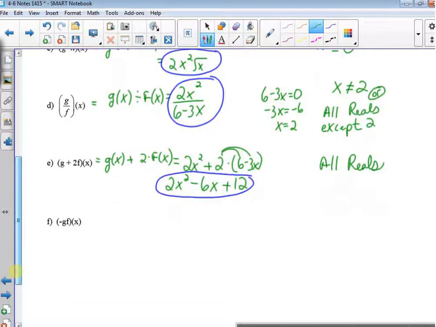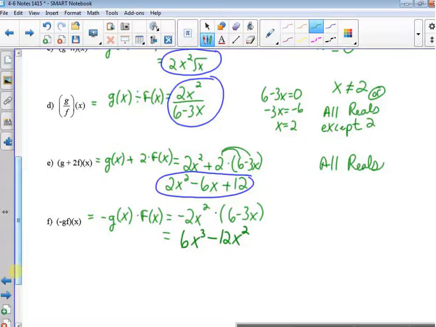And then the last one is equal to negative g of x times f of x. So I'm just going to negate g of x, so negative 2x squared times 6 minus 3x, which is, in standard form, positive 6x cubed minus 12x squared. And there's, again, no limit to what I can enter in for x, so that has a domain of all reals.